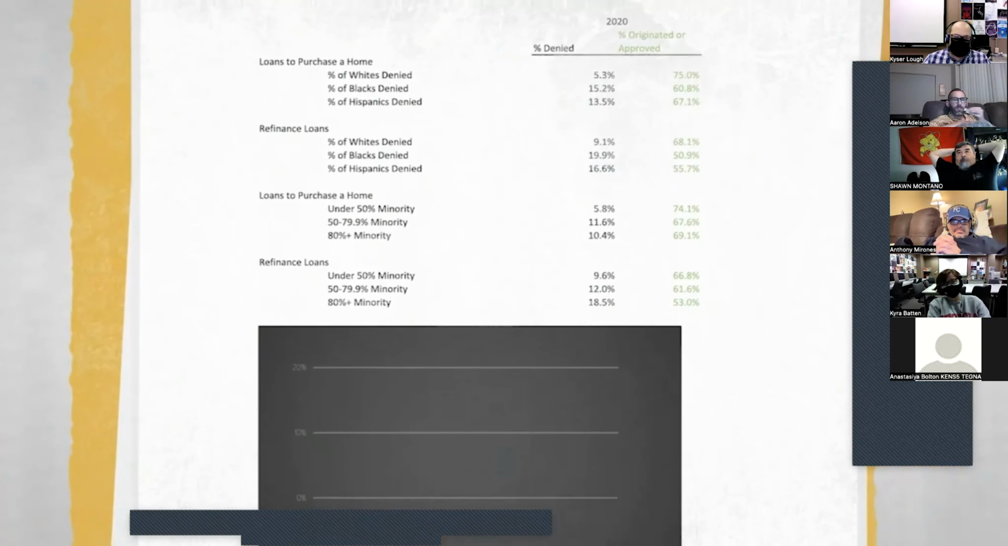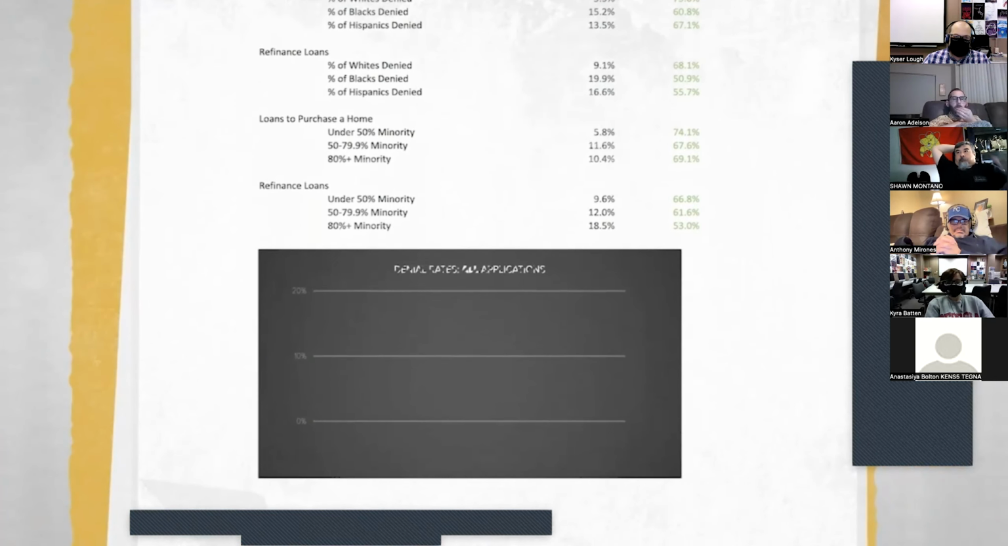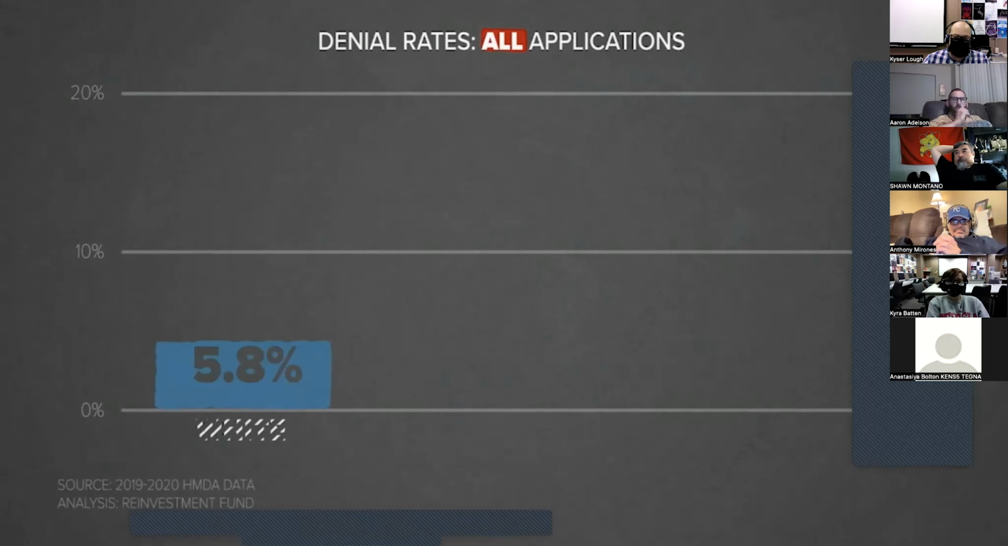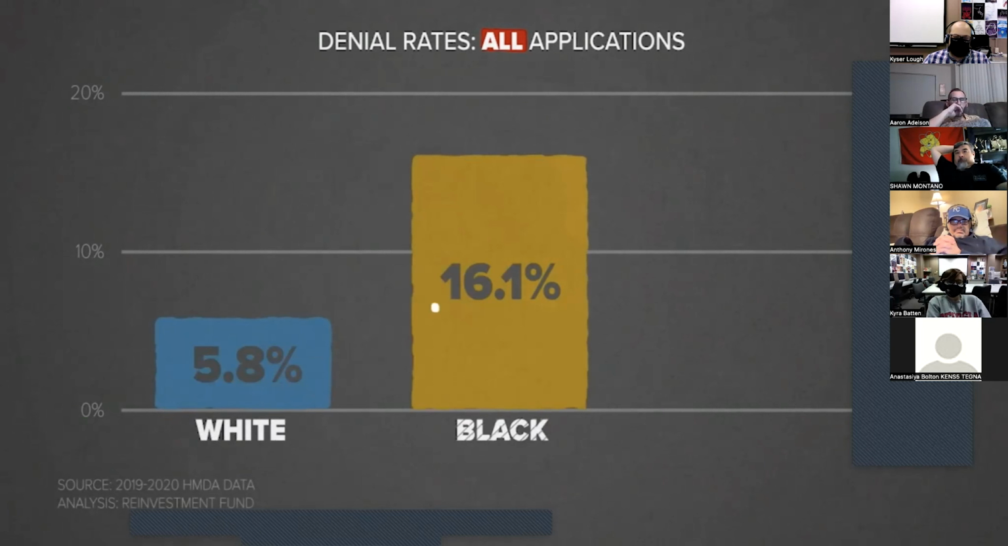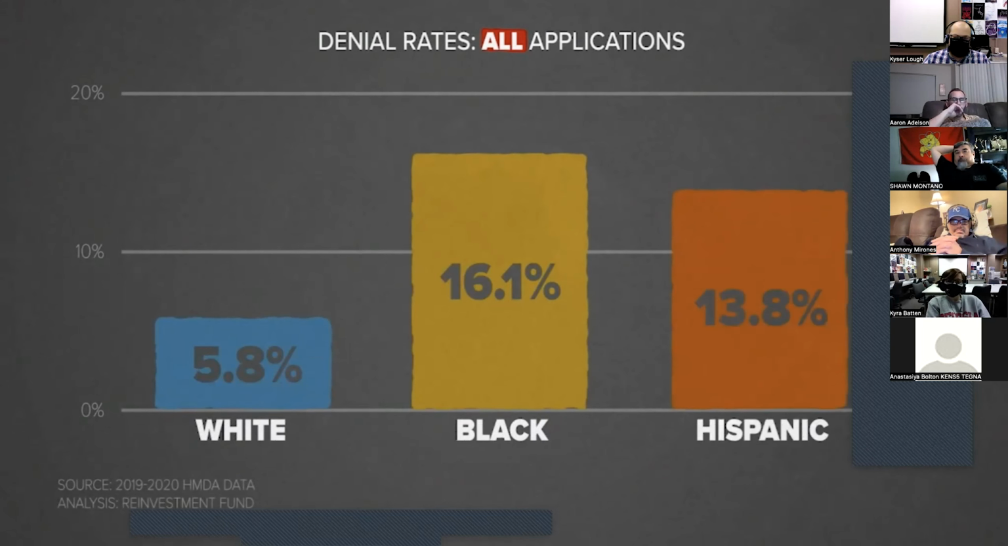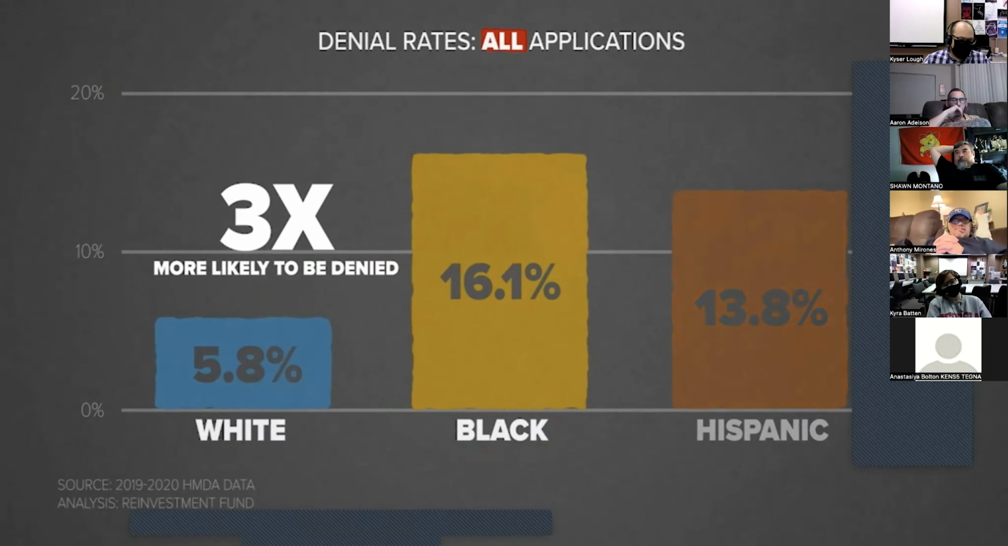And while this kind of public data doesn't include all the factors a lender would consider, we found whites are denied for mortgages 5.8% of the time, Blacks 16.1%, and Hispanics 13.8%. That means in Dallas, if you're Black, it's three times more likely you're going to get denied for a loan.